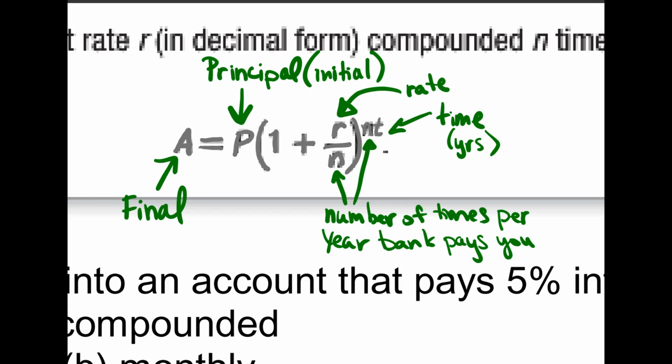You get 5% of the 50, which is $2.50. And you just add it together, and then the next year you do the same exact thing. So now this is the compound interest formula.